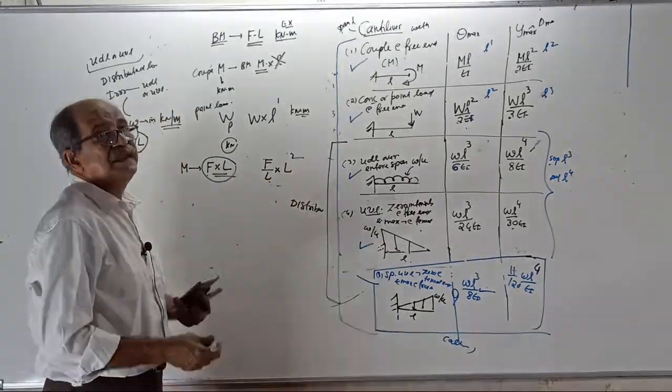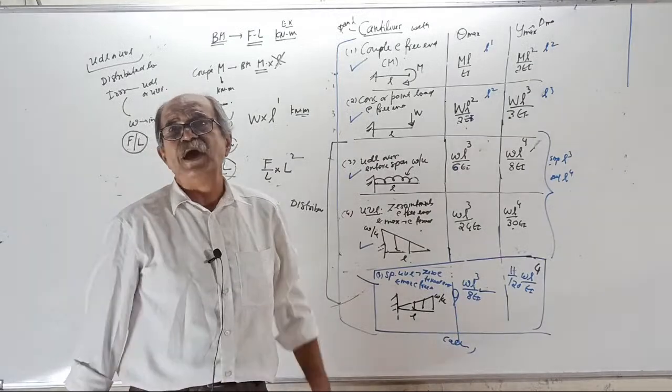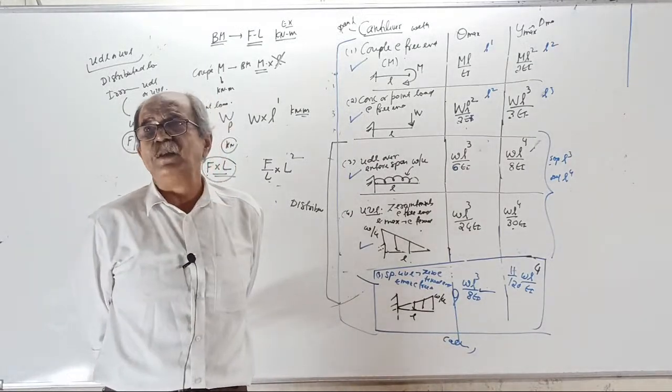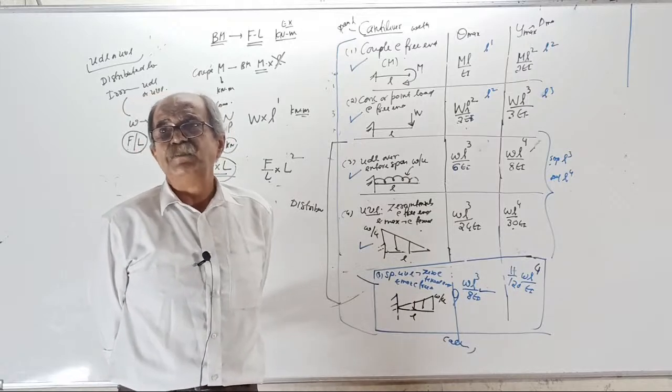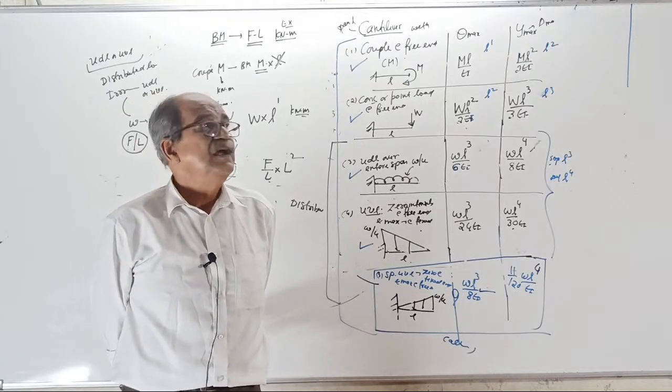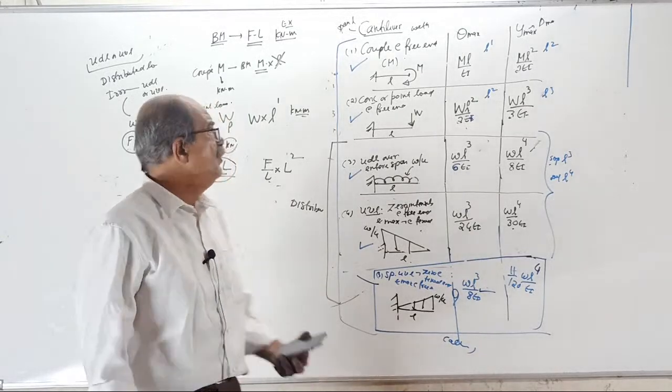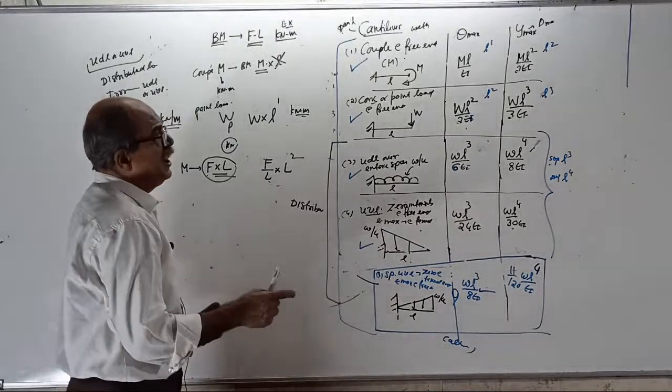Like see, cantilever bending moment, WL square by 2. Simply supported bending moment for UDL, full span, WL square by 8. Fixed end moment, WL square by 12. Remember, WL square by 12. That way it will come. Clear now? So this is for bending moment.